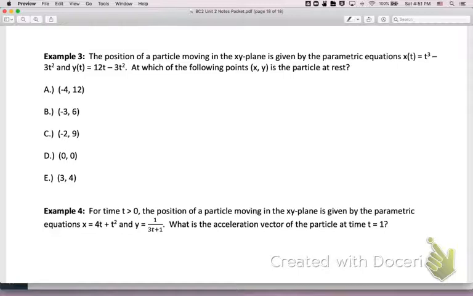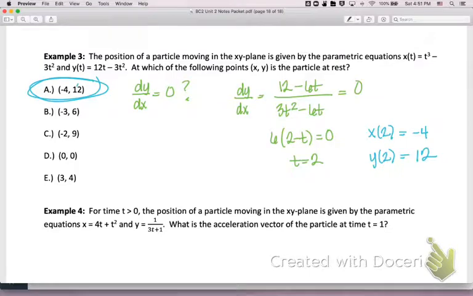So it says the position of a particle moving in the xy plane is given by the parametric equations x of t and y of t. At which of the following points xy is the particle at rest? That means we want to know if it's at rest, then the velocity, which is our derivative, must be equal to 0. That's what we're trying to figure out. So will you go ahead and pause the video and try this one on your own, and I'll come back to you with the answer in 3 seconds.